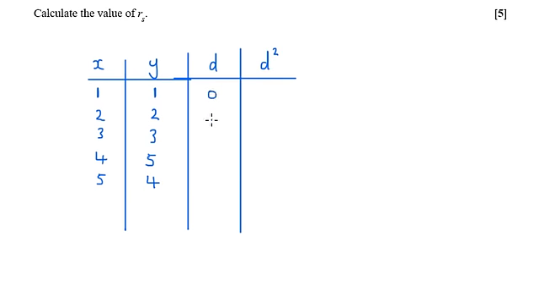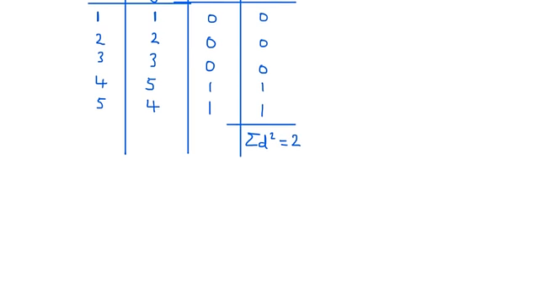So differences are going to be 0 for most of these, but we're going to have 1s for those. Notice I don't need to worry about doing -1 for either of these, because when we square them they become positive anyway. So that gives me a sum of D squared of 2. So adding up the D squared values.